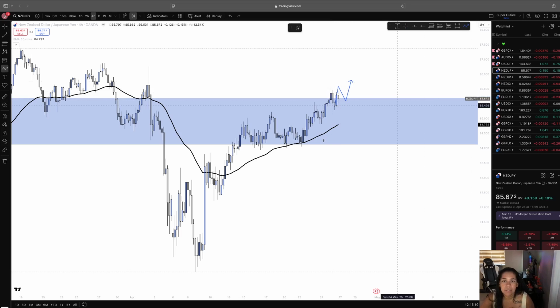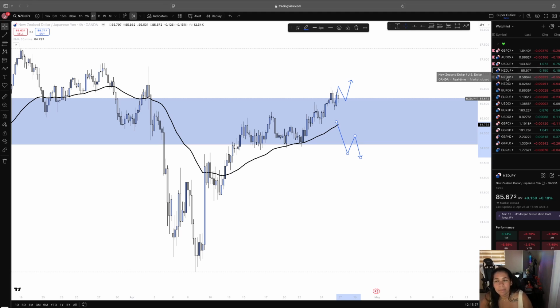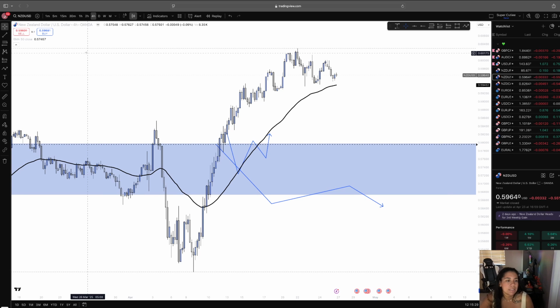To take it down, we're gonna have to get a flip over the EMA, come out of this box, come back in, and then reject. That's what we would need. So, not my favorite. I'm not gonna flag it for right now. I'm gonna move on. Okay, so NZD USD.